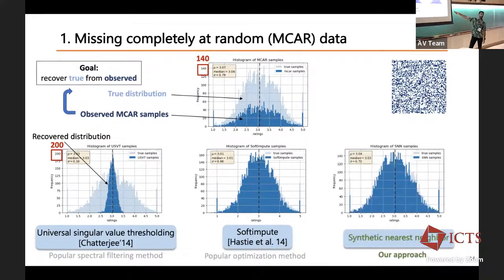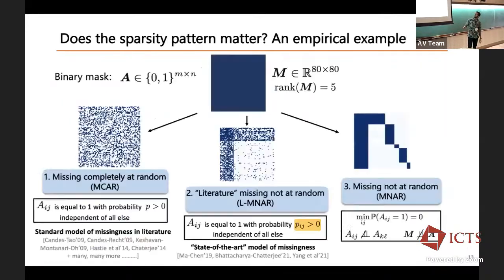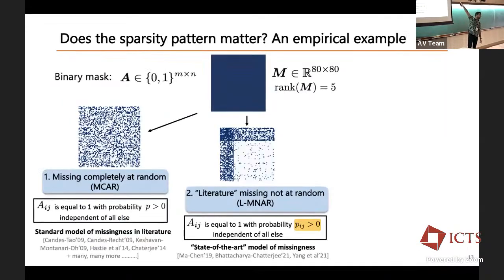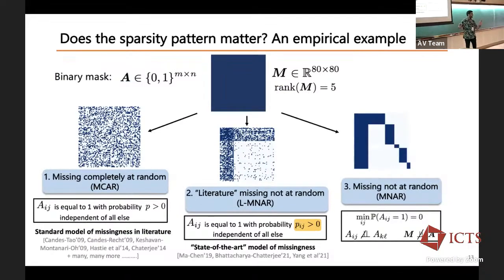Another approach that we'll talk about later is what I call synthetic nearest neighbor. That's the method that we're going to talk about, and it also does a good job. It's covering the light blue. We can quantify all this, but visually I'm trying to show you what's happening. Any questions about the simulation? It's exactly the setting that I said here: 80 by 80, rank is 5, and there's no noise.